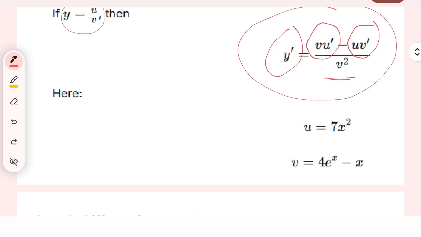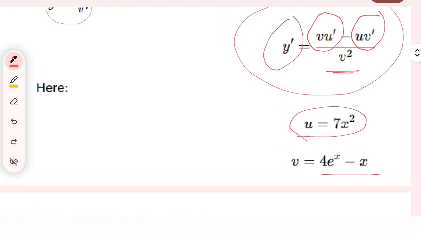First, this is our numerator, so we let it be u. Let u equal 7x squared, because that is our numerator. This is our denominator, and we let it be v. Let v equal 4 to the x minus x, because that is our denominator. So we have now identified our numerator and denominator, and called them u and v.